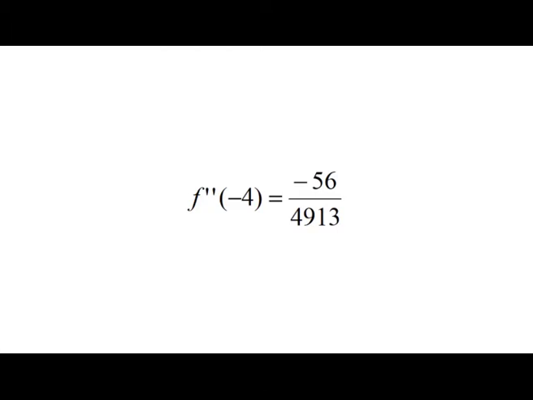F double dash of minus 4 is equal to minus 56 divided by 4913. Hence, f is concave down in the interval minus infinity to minus 3. F double dash of minus 1 is equal to 2. Hence, f is concave up in the interval minus 3 to 0. F double dash of 1 is equal to minus 2. Hence, f is concave down in the interval 0 to 3, and f double dash of 4 is equal to 56 divided by 4913. Hence, f is concave up in the interval 3 to infinity.